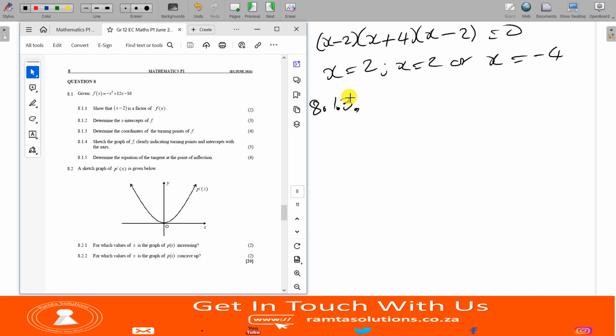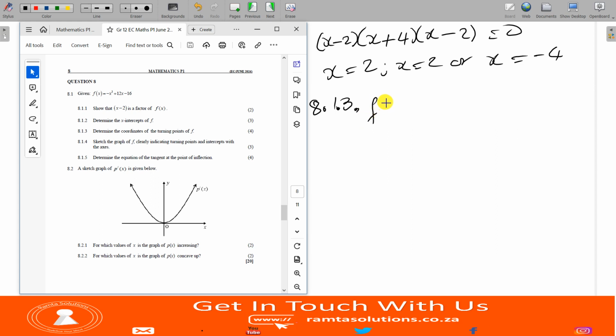8.1.3, determine the coordinates of the turning point of f. With what I have seen, one of them is also a turning point. This value here seems like it's also a turning point because I see it's repeated. Do you see that? It's repeated. So it means it's also a turning point. But let's see if indeed it is.